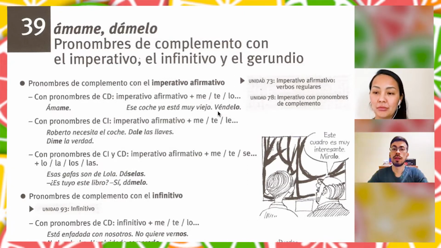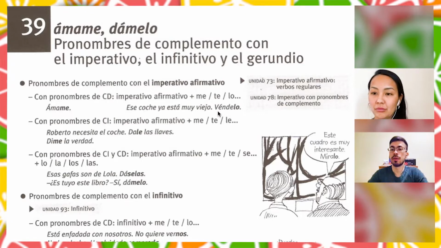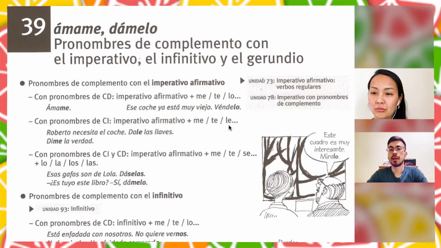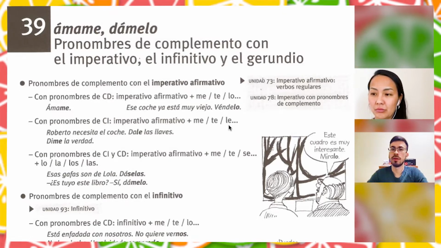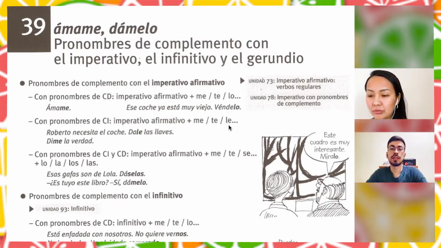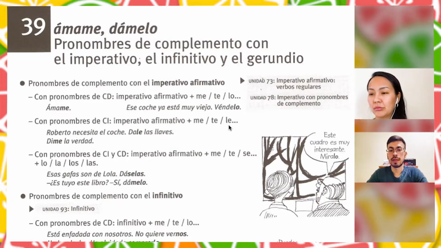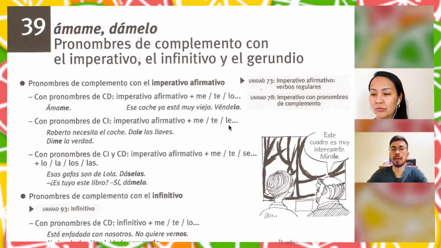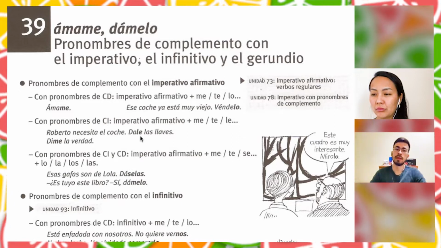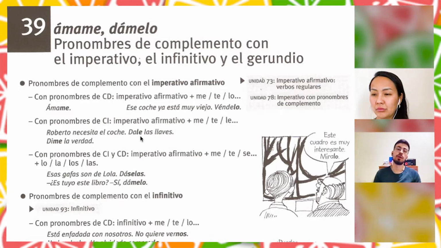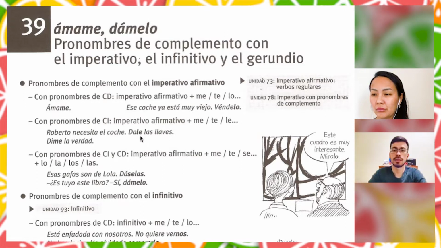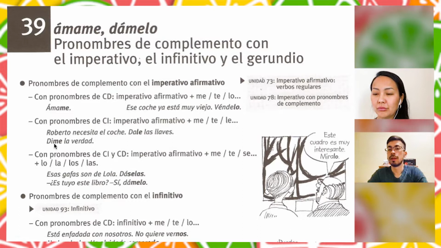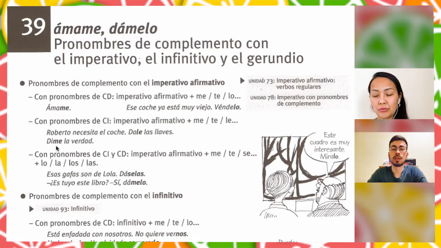It will be the same for the indirect. The only thing that is going to change is that we will use le instead of lo, and that's all. So, for example, Roberto necesita el coche. Roberto needs the car. Dale las llaves. Give him the keys. So here we are telling him to give it to him. That's what this le means. Or dime la verdad. Tell me the truth.